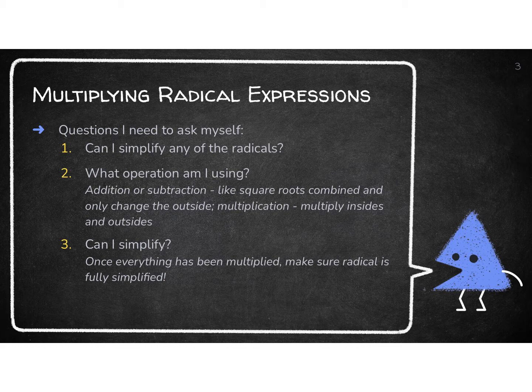Since you could be multiplying the insides and the outsides, you have to then check at the end again, can you simplify any more? That only happens if you multiply, because remember, when you're adding or subtracting, the inside stays the same. The number under the root doesn't change. It only changes when you're multiplying. So you multiply the outsides and multiply the insides, and then you check to see if you can simplify again at the end.